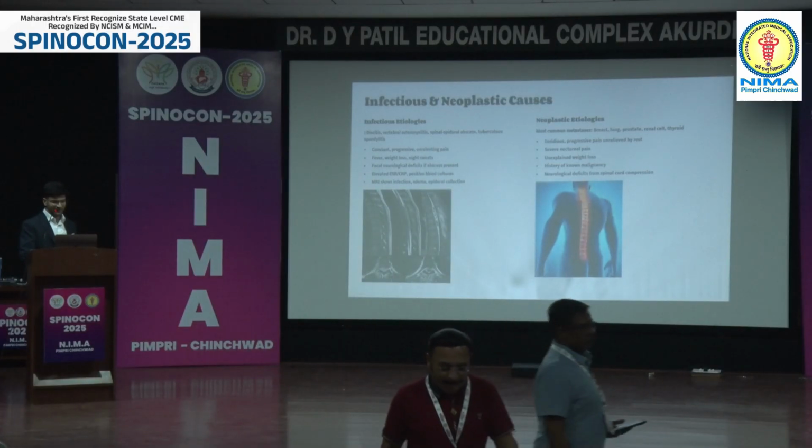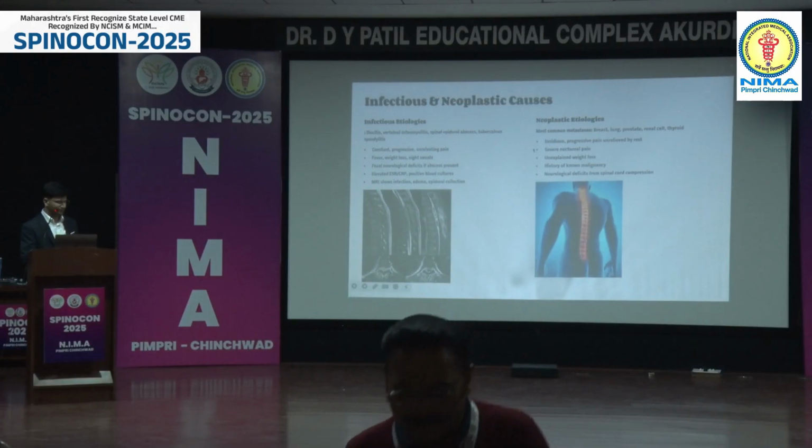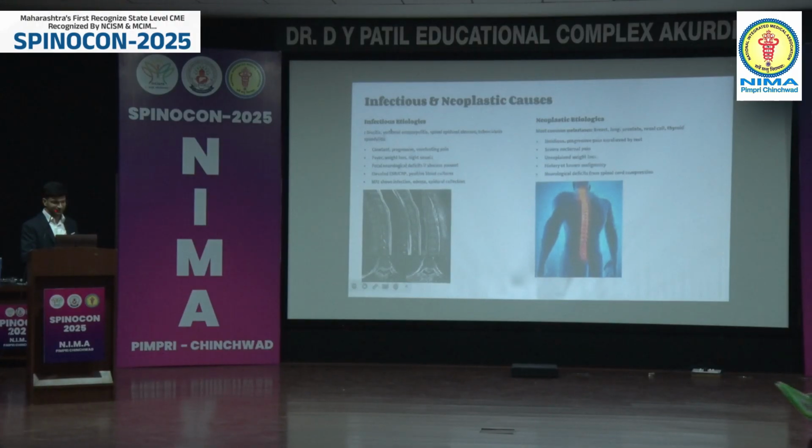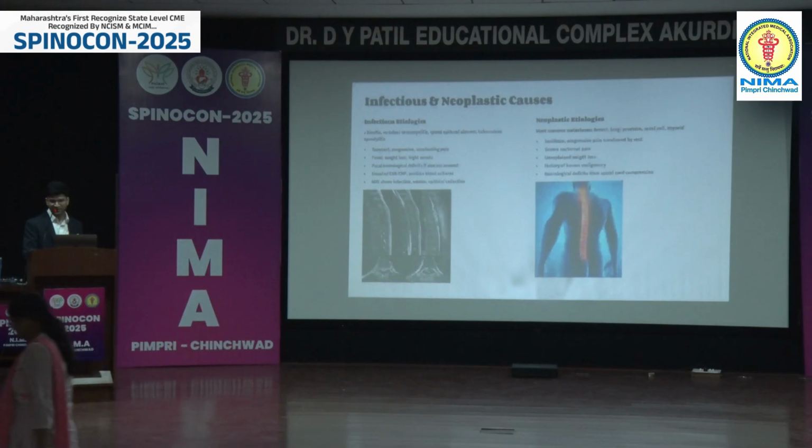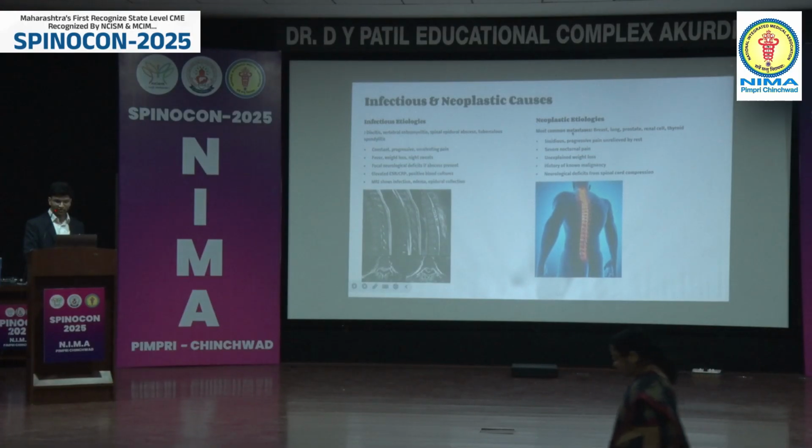The other causes include infectious and neoplastic etiologies. Infectious causes include discitis, vertebral osteomyelitis, spinal epidural abscess, and tubercular spondylosis. In this, the patient generally has back pain associated with fever, and in advanced stages, patients have focal neurological deficits as well. In neoplastic causes, the most common include breast, lung, prostate, renal cell, or thyroid carcinomas. These patients have unexplained weight loss along with nocturnal pain in the low back, and they might have some neurological deficits.